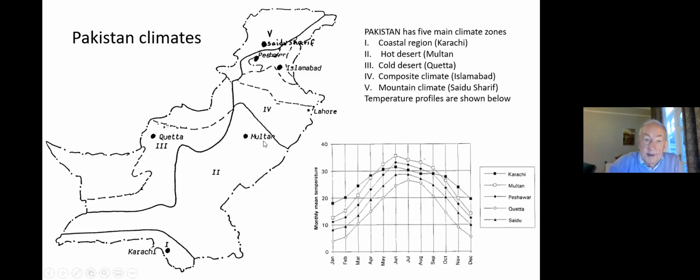The second one is Multan, which is a hot desert. A low-lying hot desert, the Punjab in this sort of area, extending into India, obviously. Then in 3 we have a cold desert, which is at high altitude. This here is Afghanistan, and it's the same sort of mountainous area that Afghanistan is.